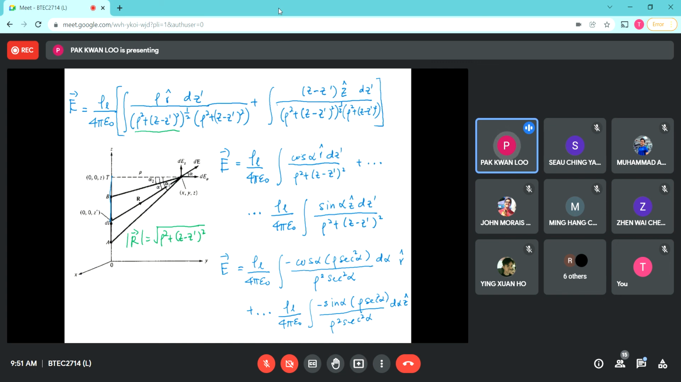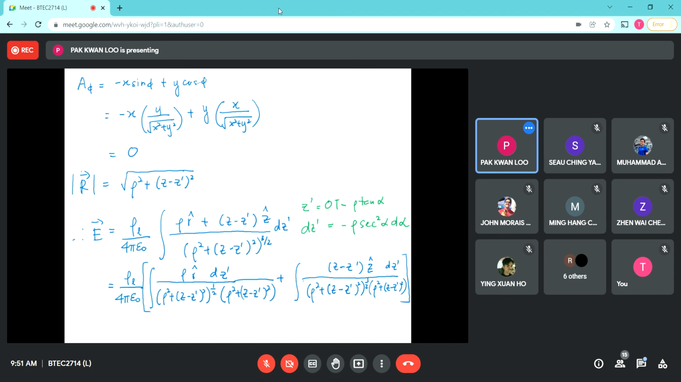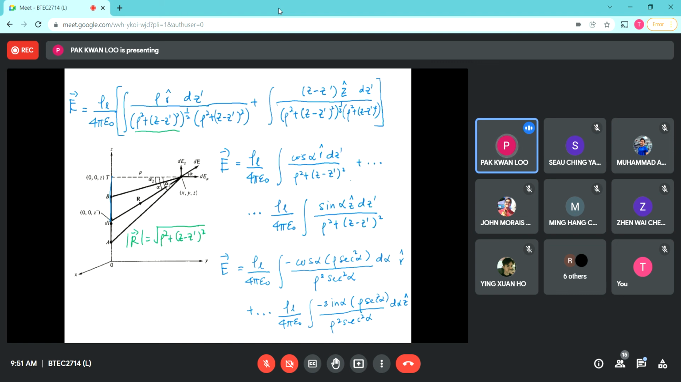So here goes the same as well. Rho squared plus (z minus z prime) squared is what? If you substitute this z prime into here, you are going to obtain rho squared secant squared alpha.